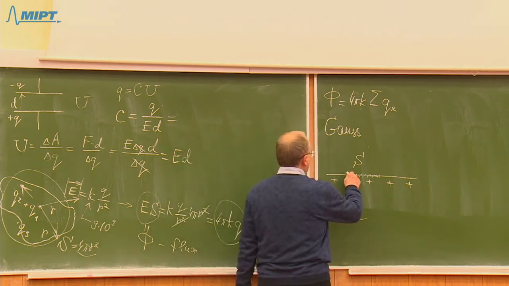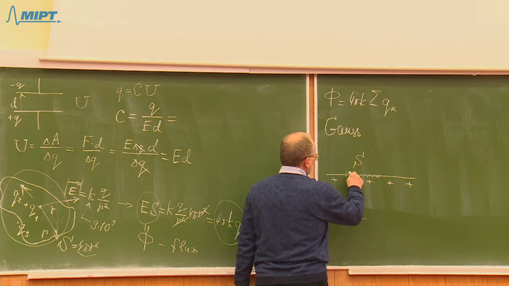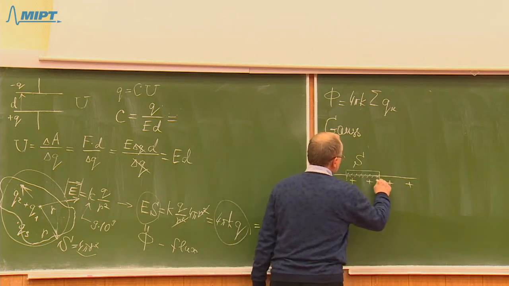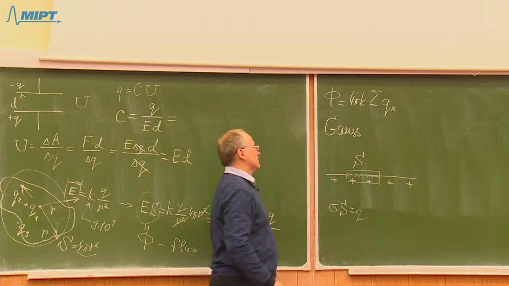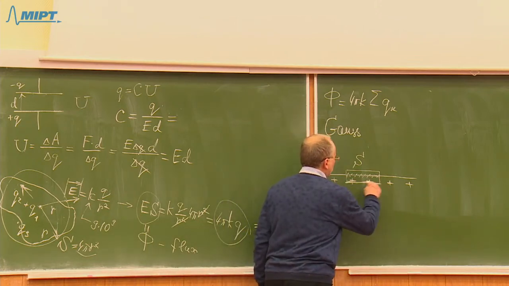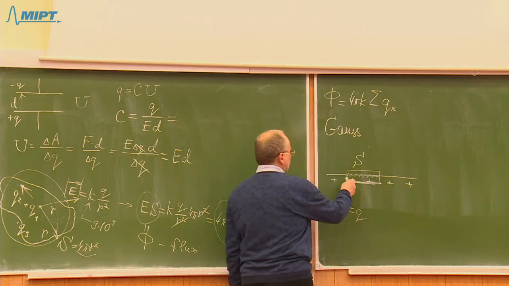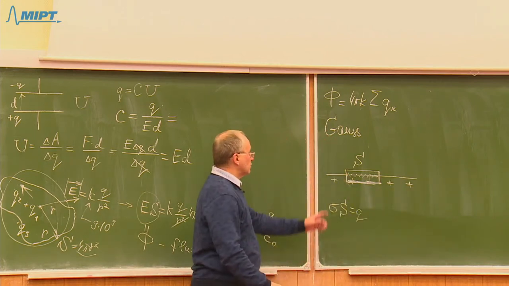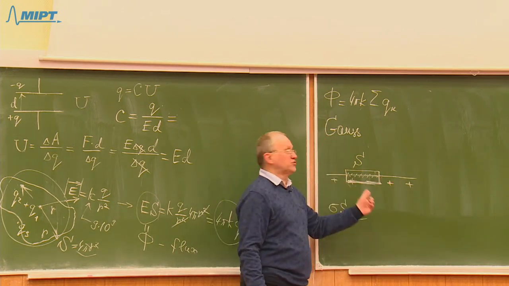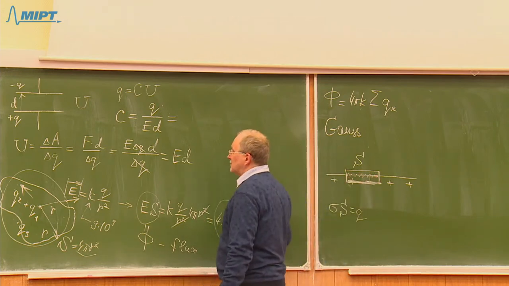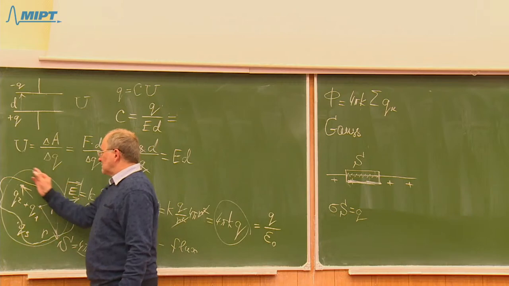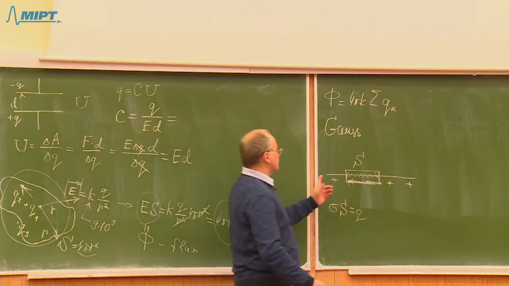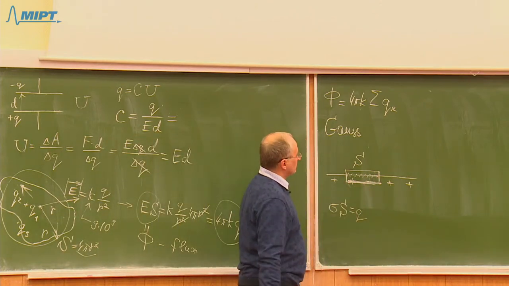And now I will surround this section of the surface area by a closed surface, a cylindrical surface. The base of the cylinder will have area S, and the side walls of the cylinder will be perpendicular to the surface. Why do I need such a closed surface? Because the Gauss theorem operates with closed surfaces and the flux of the electric field through the closed surface. So I choose a closed surface which is convenient in this particular problem.